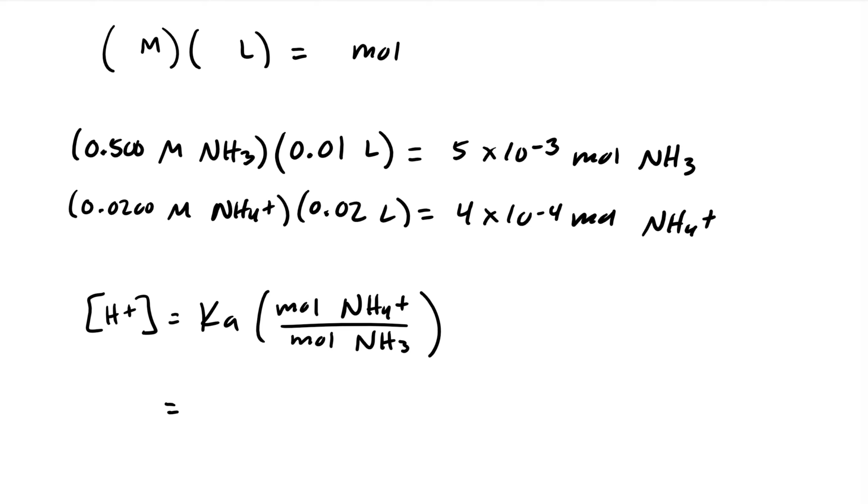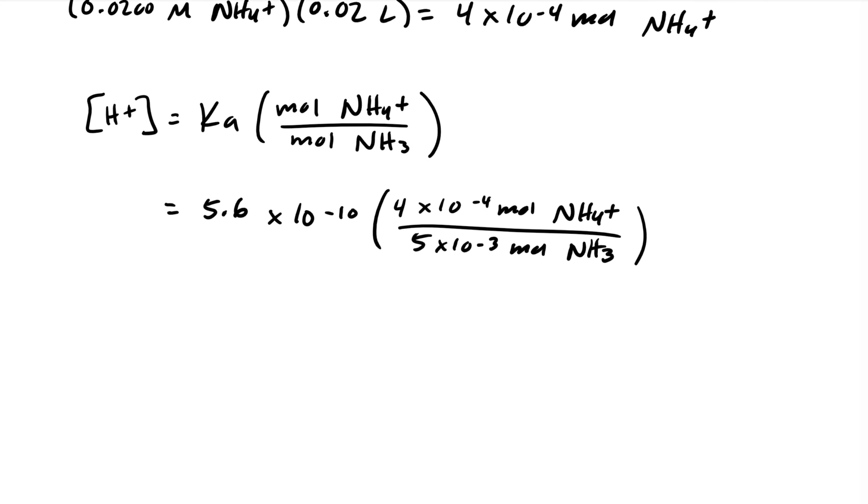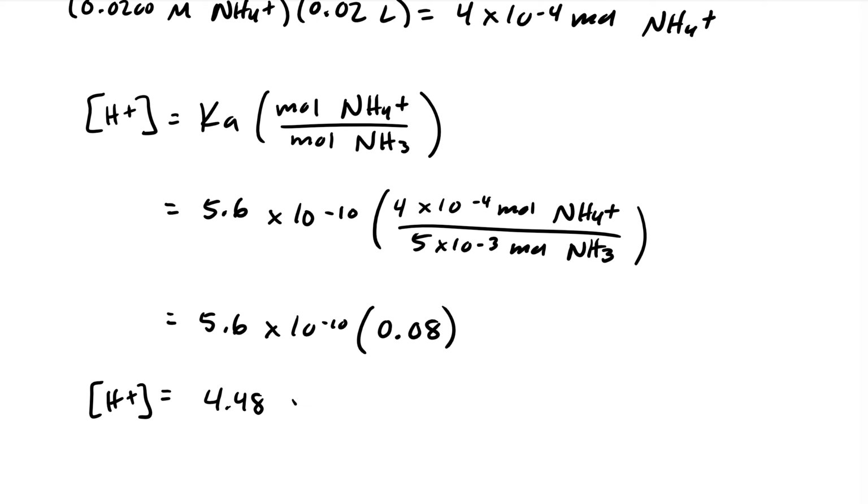I already calculated the Ka in the previous example, so I'm just going to rewrite that here: 5.6 times 10 to the negative 10. And now it becomes plug and chug. 4 times 10 to the negative 4 moles of ammonium over 5 times 10 to the negative 3 moles of ammonia, times 5.6 times 10 to the negative 10. And our mole ratio is now less than 1, 0.08. And finish up our calculation of H+: 4.48 times 10 to the negative 11.